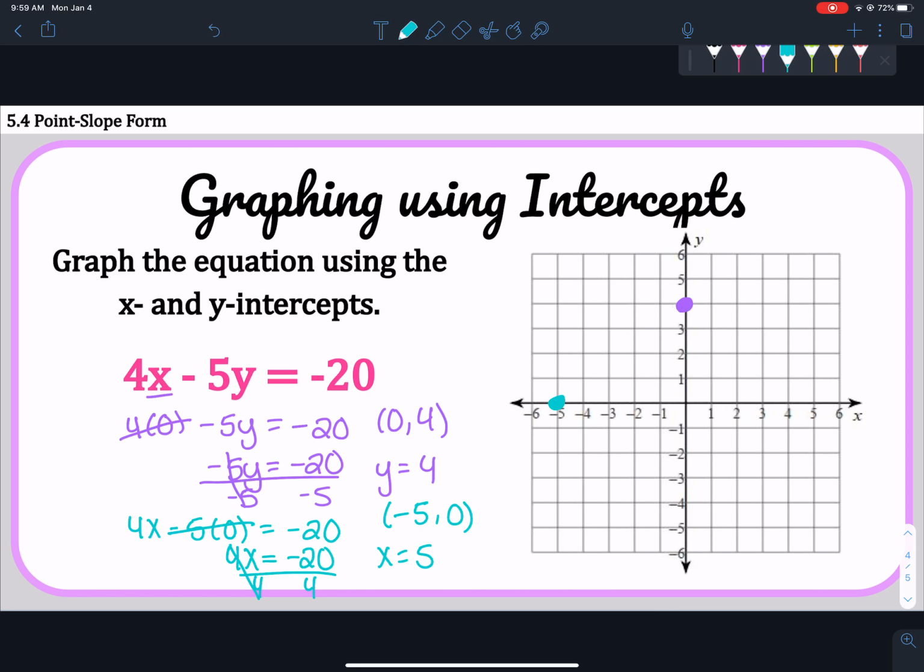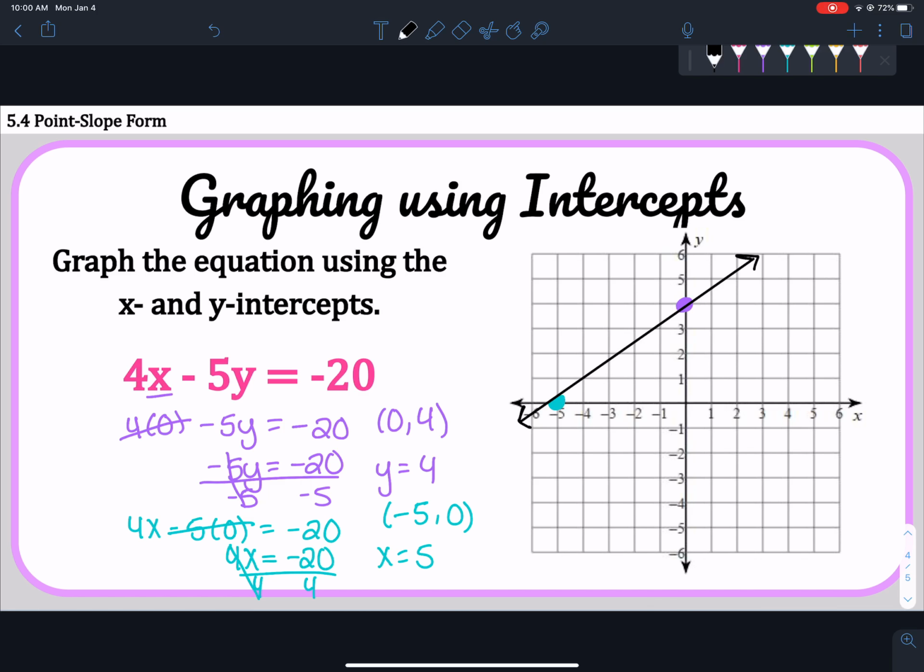Now that I have the 2 points, I can take a straight edge, a ruler, anything, so I can then graph my line. Mine's not going to be perfect because I'm doing this on my iPad, but you kind of get the idea. And that is our line. So notice I didn't need a slope. I didn't need a point. I didn't need to find my y-intercept in slope-intercept form. All I needed to do was find the intercepts from this equation and graph it.